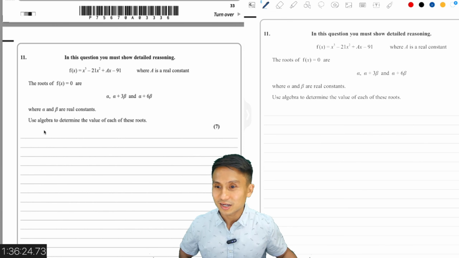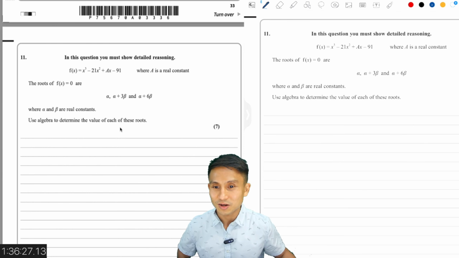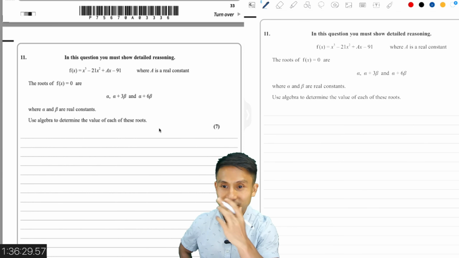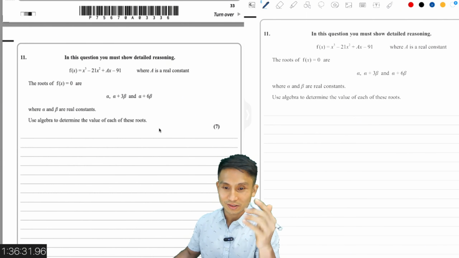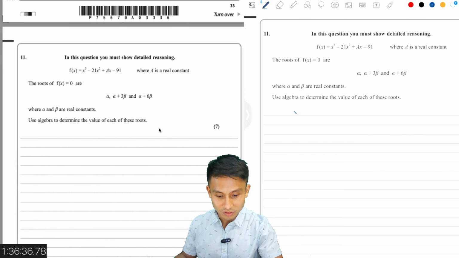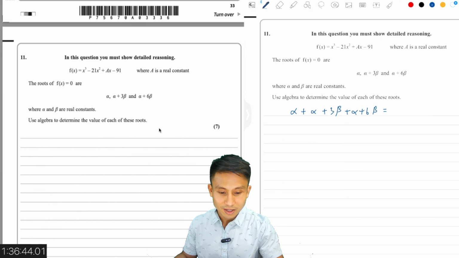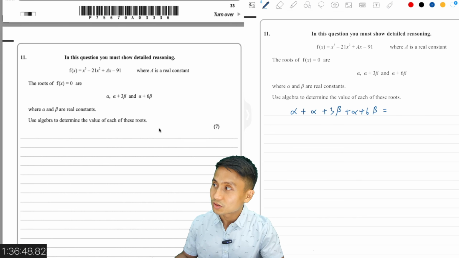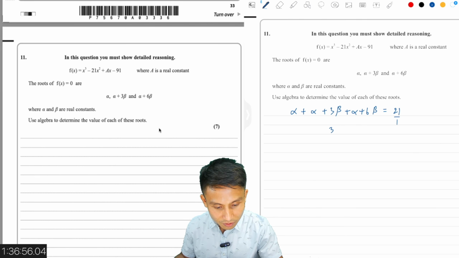So roots here, okay, use algebra to determine the value of each of these roots. If x equals 2, and we have all that. So we know that similarly to quadratic roots, the sum of the roots will be equal to minus b over a as well. Yeah, I'm just adding them up. And that is equal to minus b, wait, hang on, this is a cube. Yeah, it's still minus b over a, so 21 over 1 there. Okay, and then that's 3 alpha plus 9 beta equals 21.